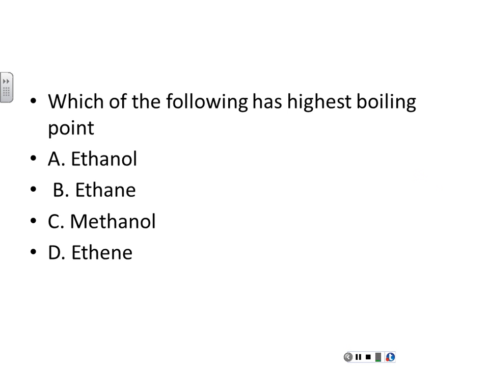Now pay attention. It's a very important slide because definitely a few questions on this concept will be in the exam. Which one has the highest boiling point? Tell me, the first one, ethanol. Which functional group? Which family? It's an alcohol. Correct, the first one is an alcohol.